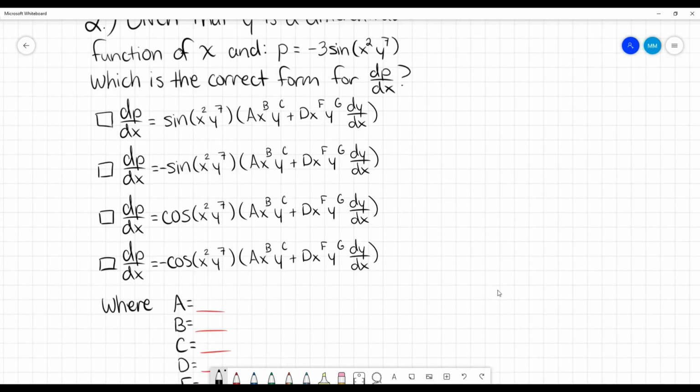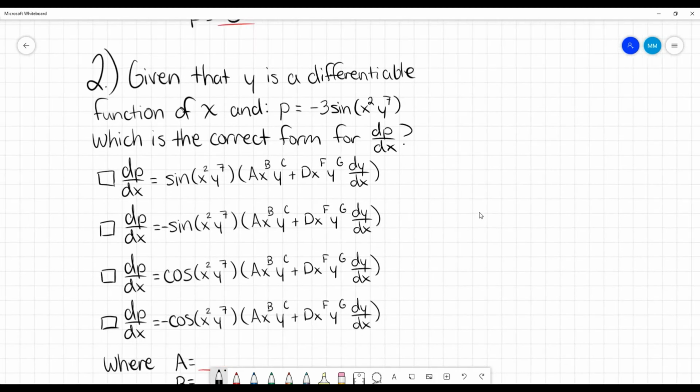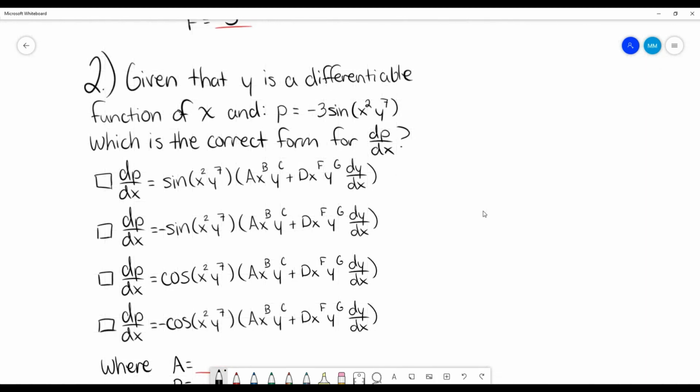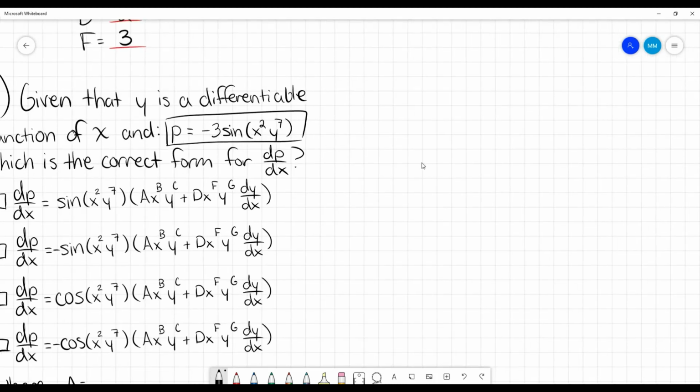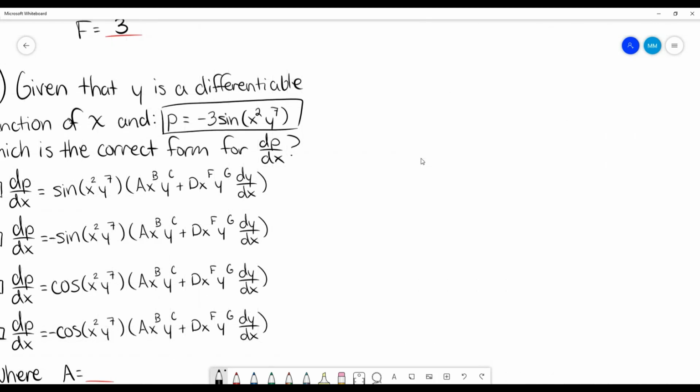So let's take a look at our next one. Wow, I've got a lot of options here. So it's a similar deal. It says, given that y is a differentiable function of x, and p equals negative 3 sine of x squared times y to the 7th, what is the correct form for the derivative of p with respect to x? Okay, so we're going to go ahead and set this up.